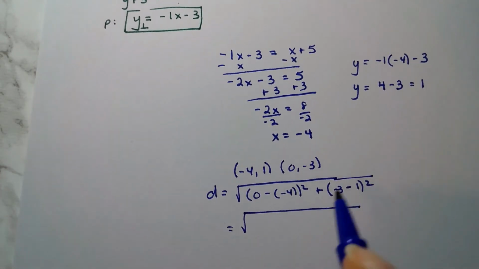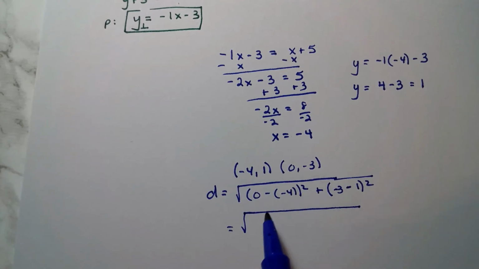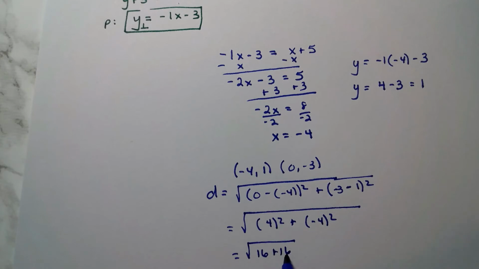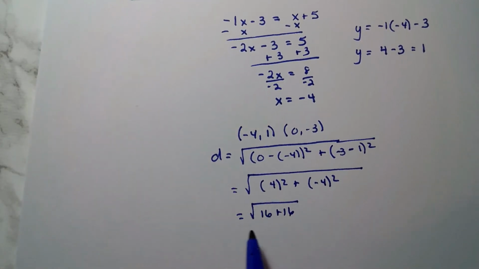That's equal, 0 minus a negative 4 is 0 plus 4, or just 4 squared. Negative 3 minus 1 is a negative 4 squared. That's going to give me 16 plus 16, and that's the square root of 32.